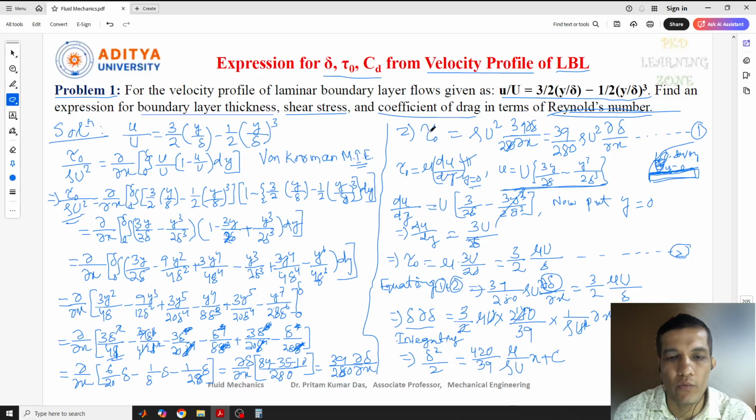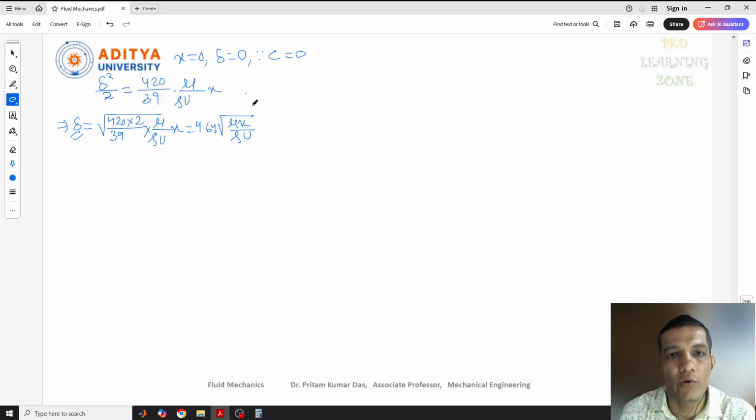Okay, Reynolds number equal to what? We know that Reynolds number R equal to rho u L by mu. So here rho u is there, and in the denominator mu is there, but one more x or length is required. So what I'll do, I'll multiply by x and divide by x here.